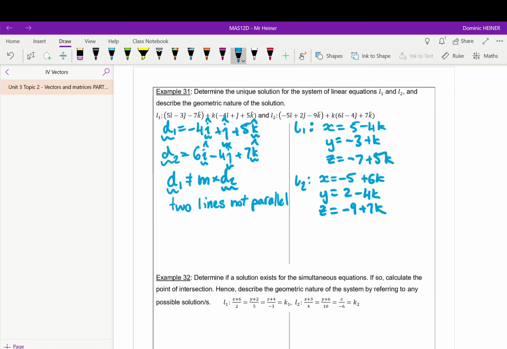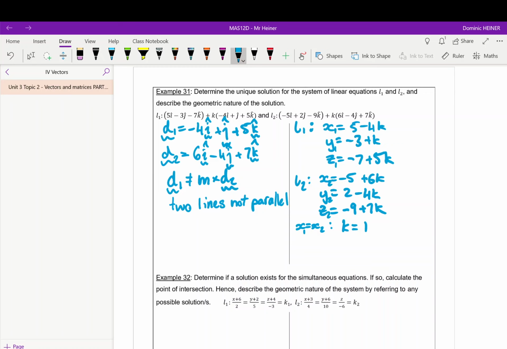What can we do with these values? Well, we want to see if our x values intersect, do our y and z values also intersect? So what is the intersection of x values? This should really be x1, y1, z1, x2, y2, z2. So we let x1 equal x2. And we get that 5 minus 4k is equal to negative 5 plus 6k. Solving for k, that gives us k is equal to 1.